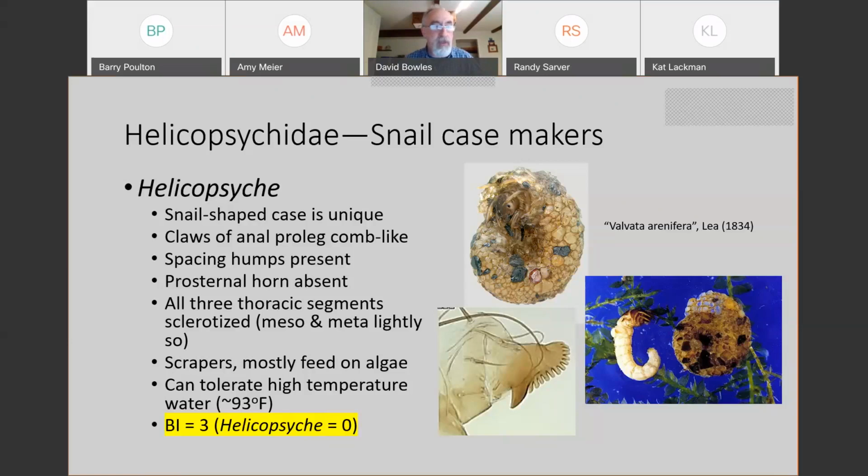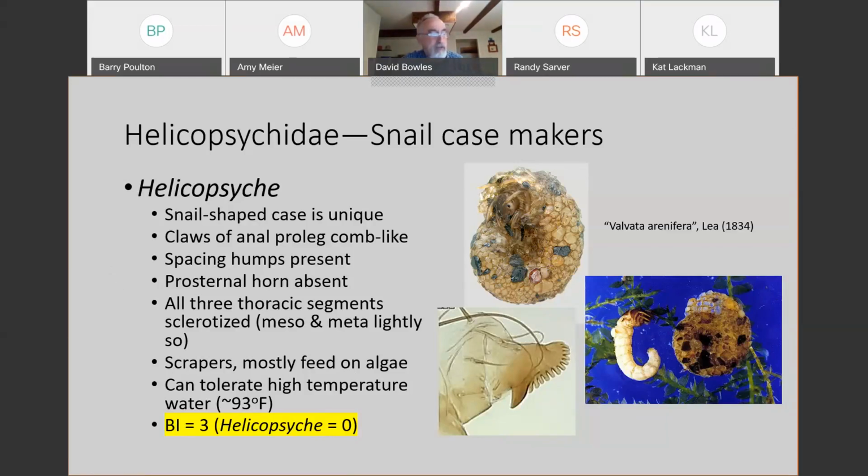All 3 segments of the thorax are sclerotized, although the meso and meta thorax in some specimens is a little more on the lighter side, but you can still, when you rotate them under a microscope, they're pretty obvious. The Helicopsychids are scrapers. They feed exclusively on algae. That's why when you find them, usually on a larger rock or stone in cracks or crevices, that's where they feed on the periphyton. And they can tolerate fairly high water temperatures.